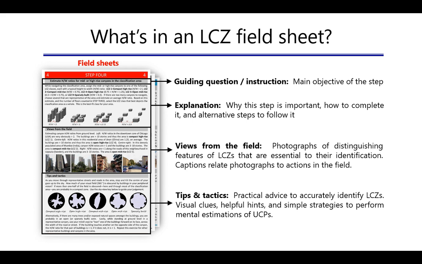And then the bottom part of the sheet is my favorite. These are some tips and tactics that we can employ in the field. So here are some visual clues based on what we see, some hints, some suggestions, and I think most importantly, there are some cognitive strategies that we can use to come up with mental estimations of urban canopy parameters. No instruments required.